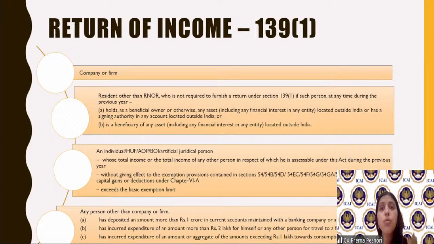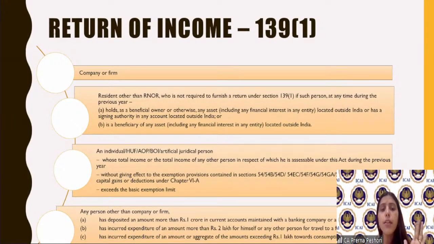Now that asset could be even a bank account outside India, or any interest in the entity outside India. Asset could be anything. It could be even a bank account. It could be the holding in any entity outside India, entity incorporated outside India. So if a person is a beneficial owner of any asset outside India or is a beneficiary of any asset, so either he is a beneficial owner or he is a beneficiary of any asset outside India.